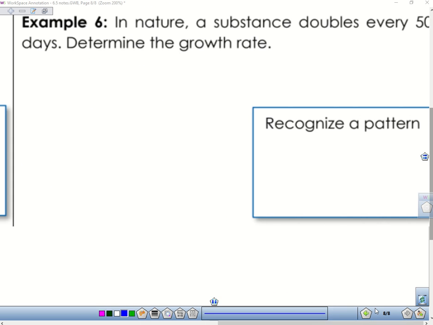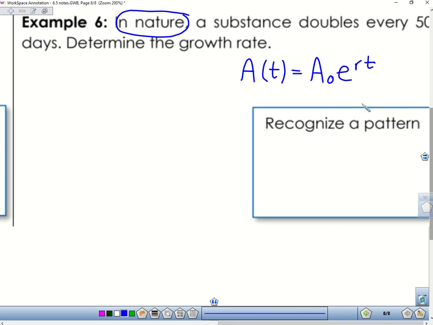So in nature, a substance doubles every 50 days. Determine the growth rate. So in nature, we're going to use the formula A of t is equal to A sub 0 times e to the rt. And just a reminder that A of t represents the final amount of something, and A sub 0 represents the original amount.